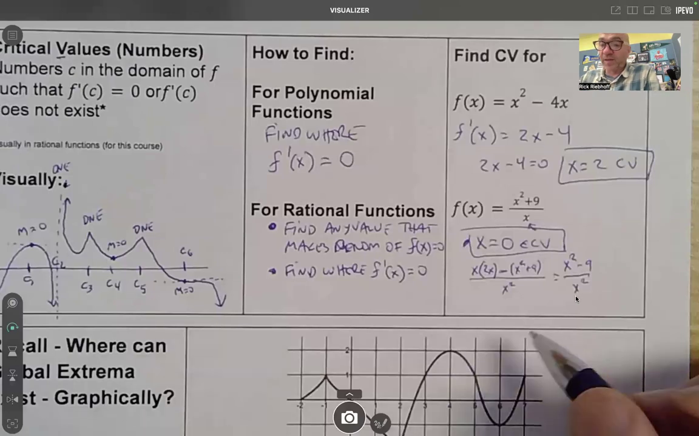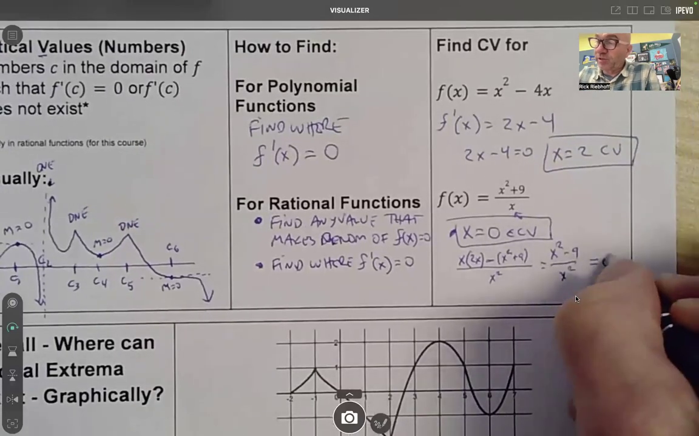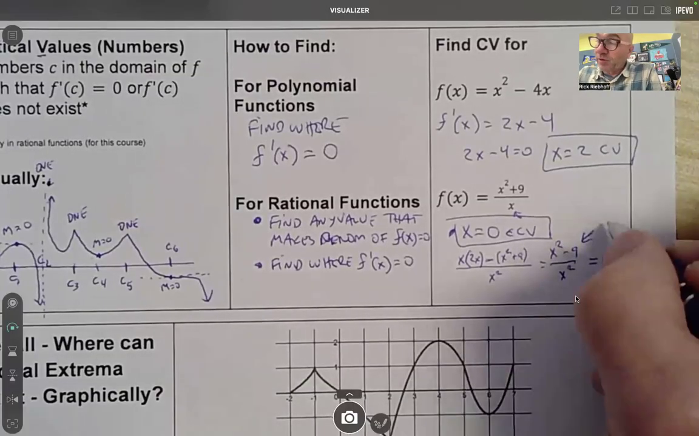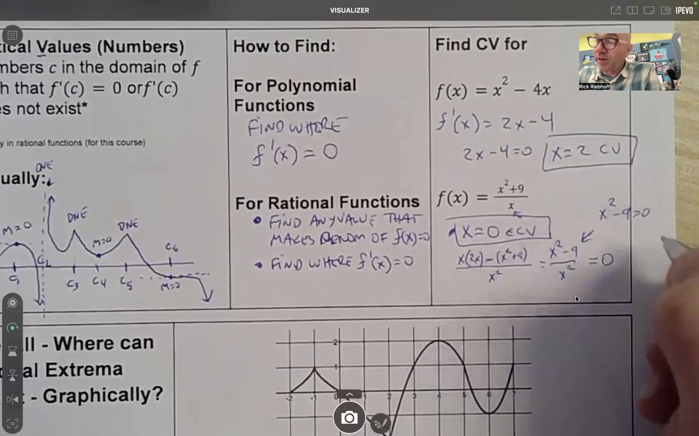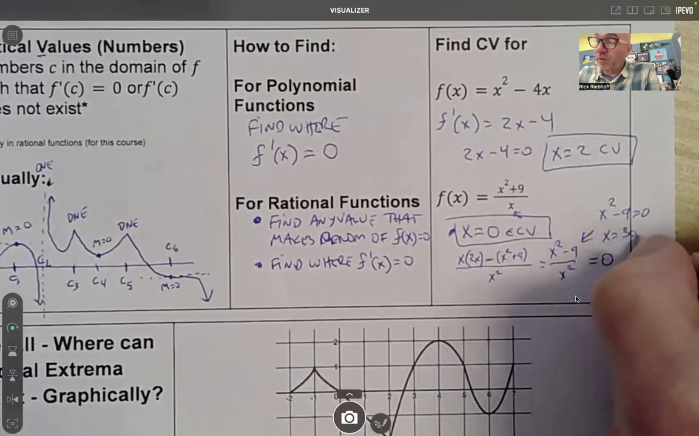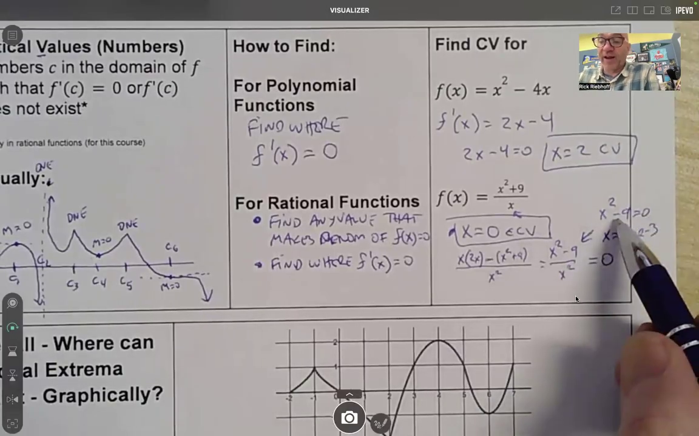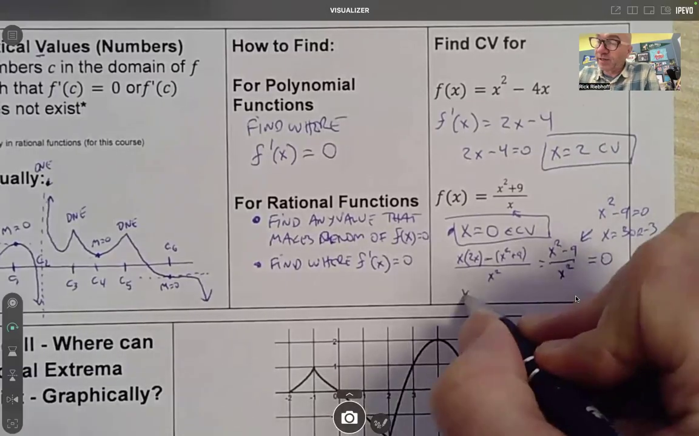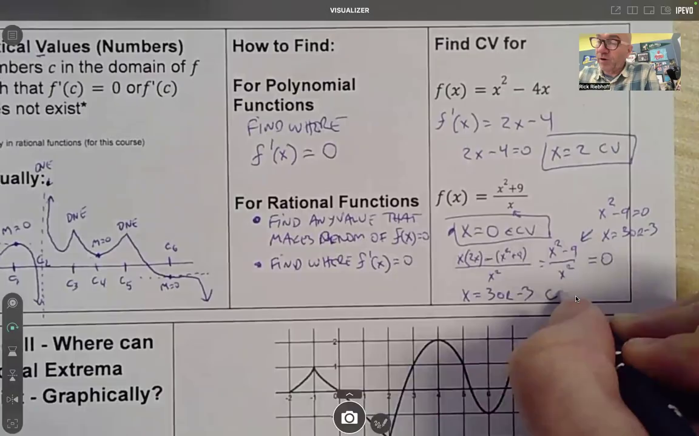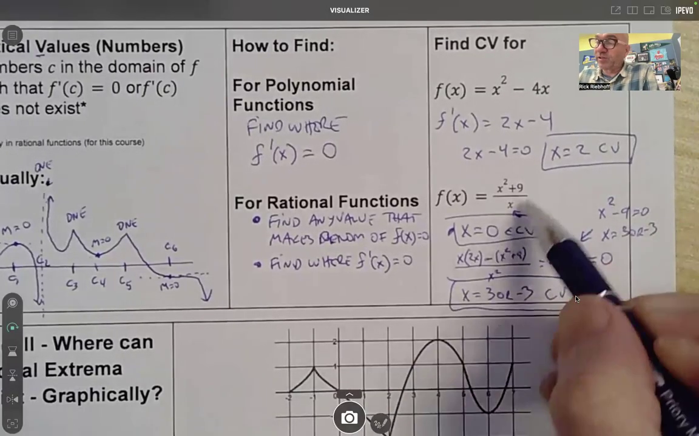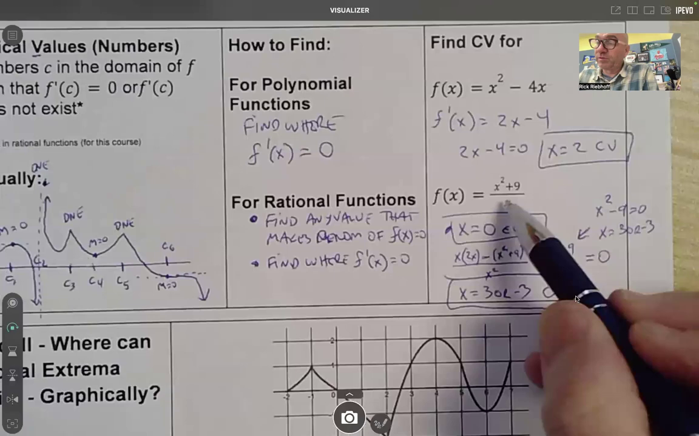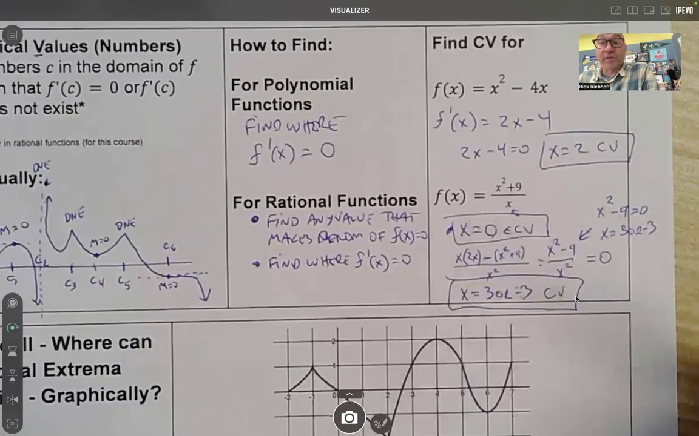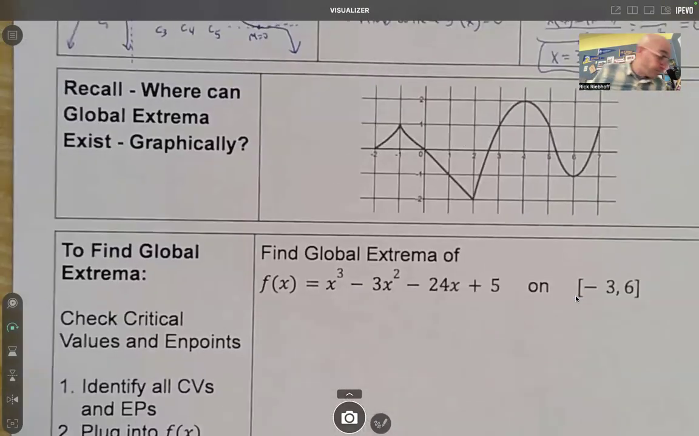Okay, so what would make this equal to 0? So when I make this equal to 0, the only thing that would make it equal to 0 is the top has to equal 0, right? So x squared minus 9 equals 0. That's going to be x is equal to 3 or negative 3. I could factor that, or I could add and then square root both sides, however you want to do that, right? So there's our next critical values. So x equals 3 or negative 3 are also critical values. So for this rational function, 0, 3, and negative 3 are all critical values. Cool, cool. All right, here we go.